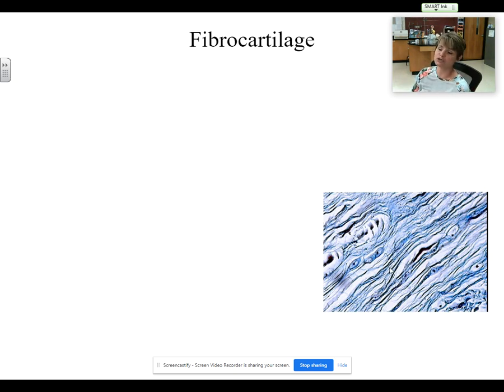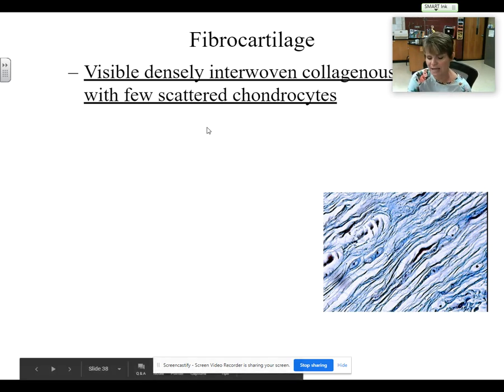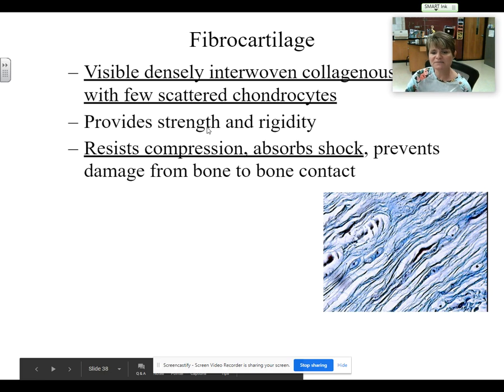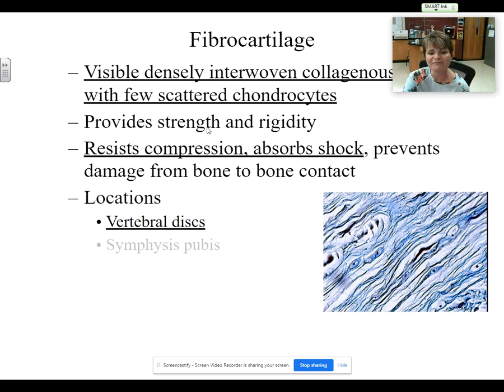With hyaline cartilage, there's more cells and you don't see the fibers at all. So again, the collagen fibers are interwoven, and there's just a few scattered chondrocytes. The biggest function for it is that it resists compression and absorbs shock. That's the function I want you to know. And then where we can find it is in the discs between our vertebrae, our intervertebral discs.